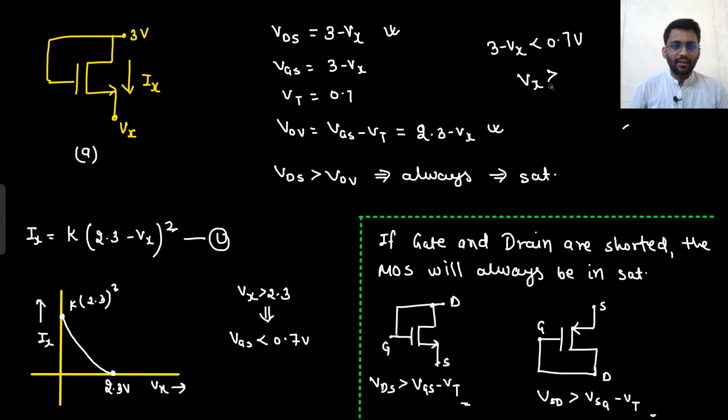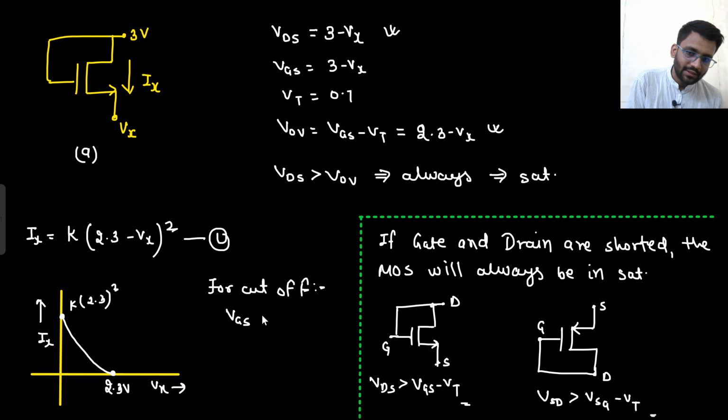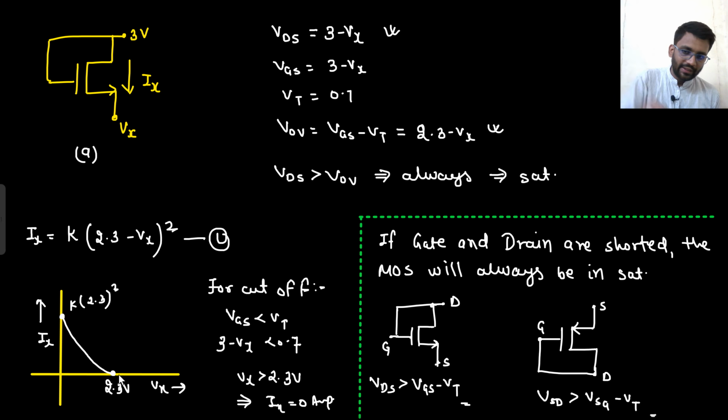So I will write it in a better manner. For cutoff, what is the condition? That your VGS should be less than Vt. What is your VGS? 3 minus Vx should be less than 0.7. That means your Vx is greater than 2.3 volt. So when Vx is greater than 2.3 volt, Ix equals 0 ampere. So till 2.3 volt it will decrease, and after that it will be 0 ampere.